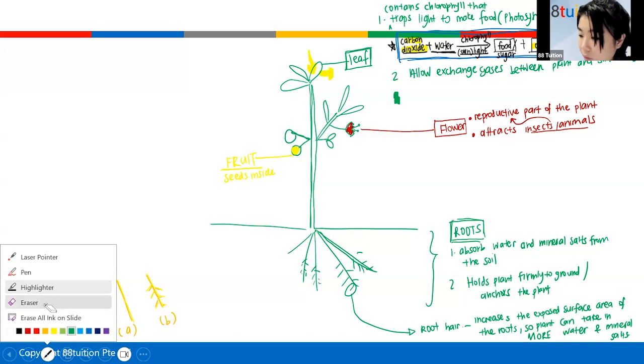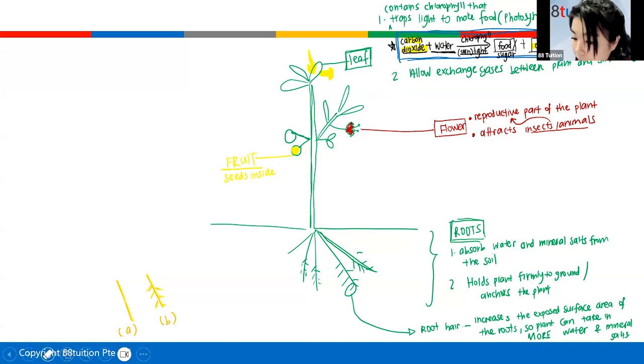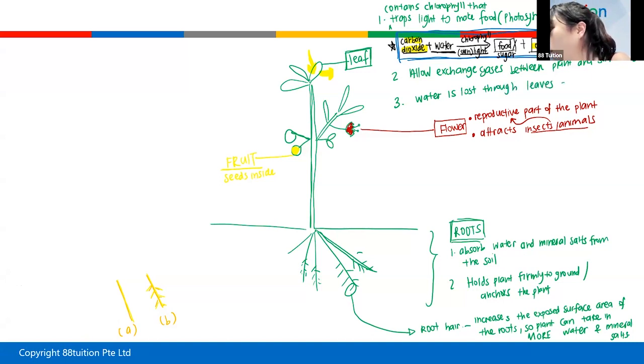What is lost through the leaves? Okay, I will help you, okay? Water is lost through the leaves as water vapor. So this is like the plant sweating. This is very important. I will look into this later. So please remember this. Water is lost through the leaves.